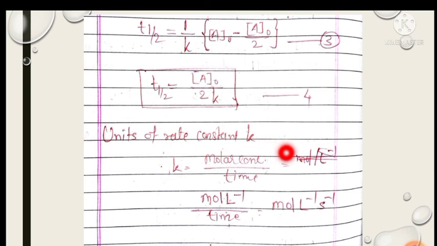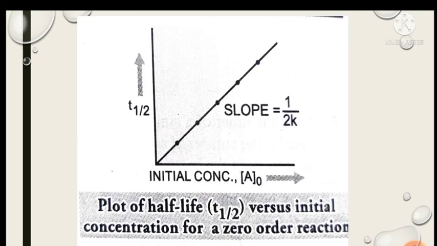What will be the unit of rate constant for zero order reaction? This is the initial concentration, that means molar concentration will be there, and K, if we shift this one here, then it will be time, right? So mole per liter upon time, that is mole per liter per second. This is the unit for rate constant, and this is the graphical representation of t half and initial molar concentration.